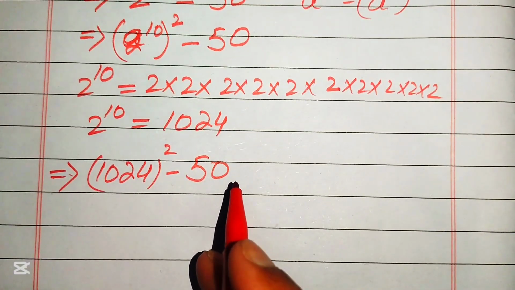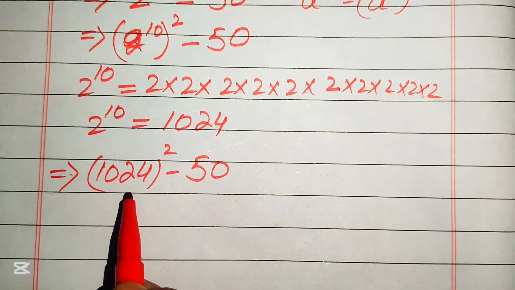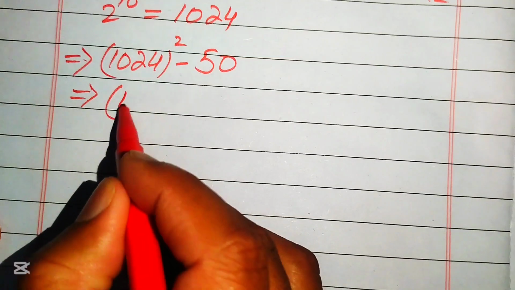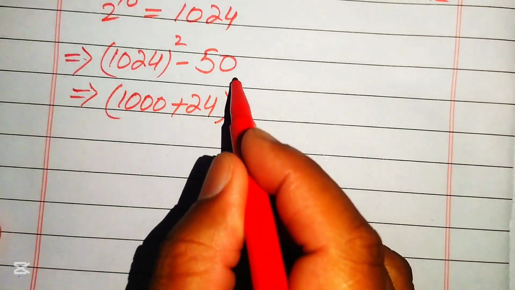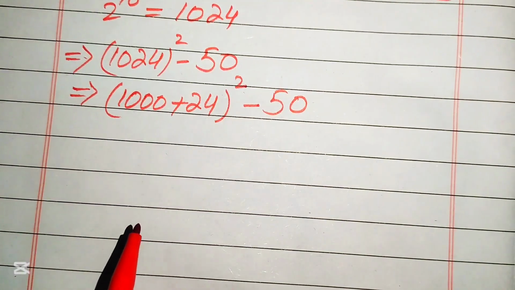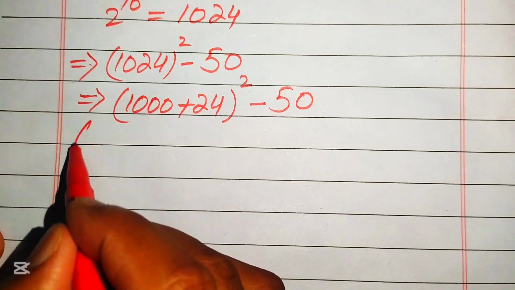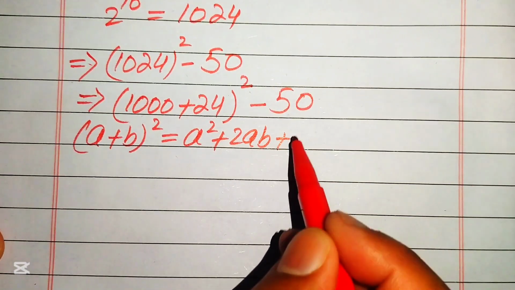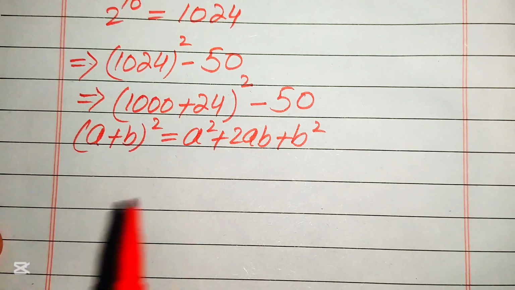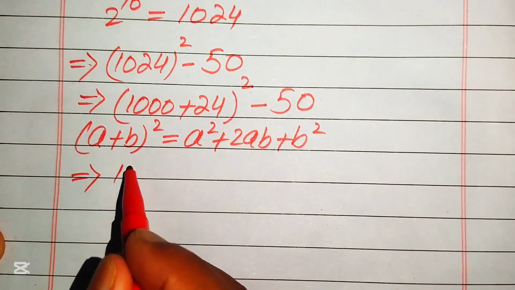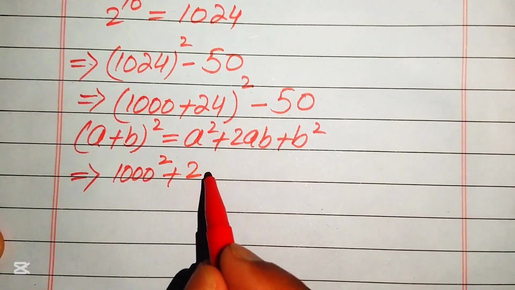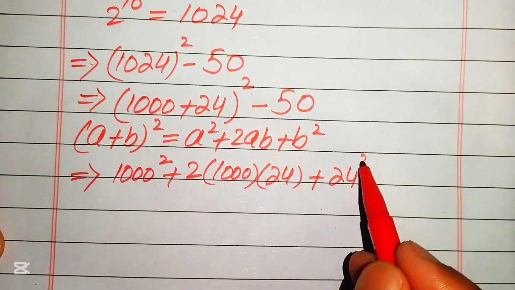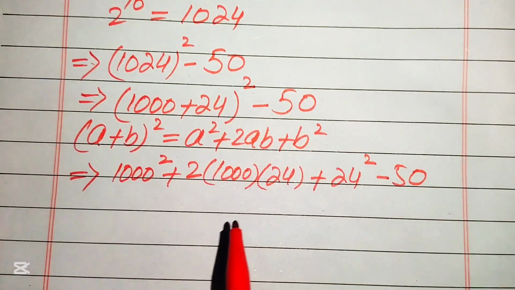Now our next aim is to find the value of this 1024, so we rewrite the expression as 1000 plus 24, whole squared, minus 50. Now we apply the algebraic formula. You know that a plus b whole squared equals a squared plus 2ab plus b squared. According to this formula, we write the expression as 1000 squared plus 2 times 1000 times 24 plus 24 squared, minus 50.